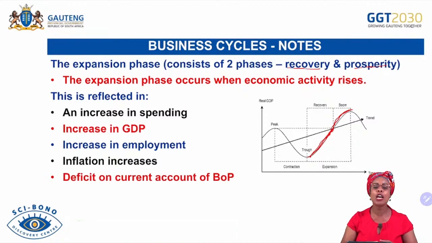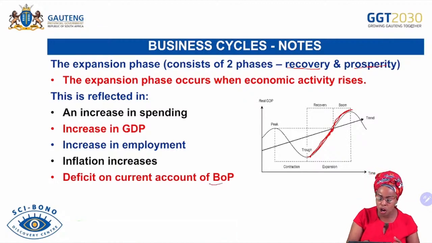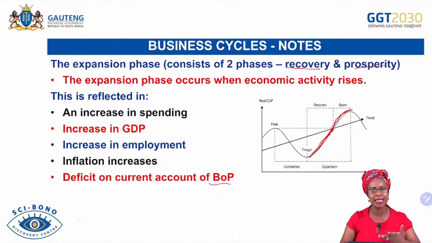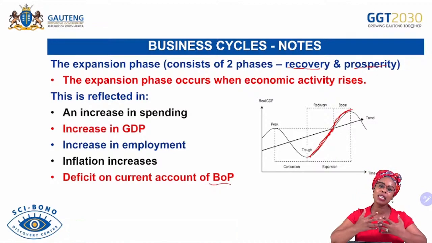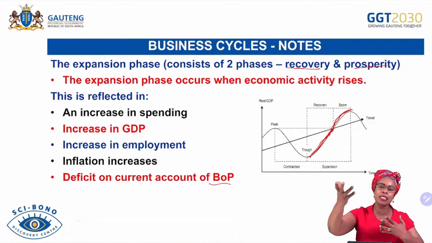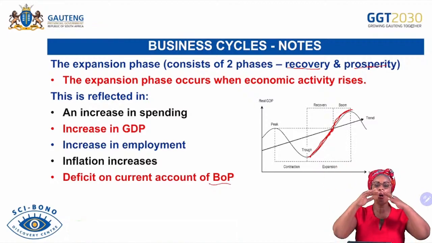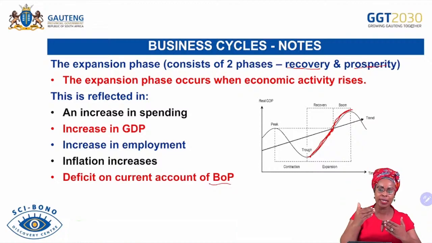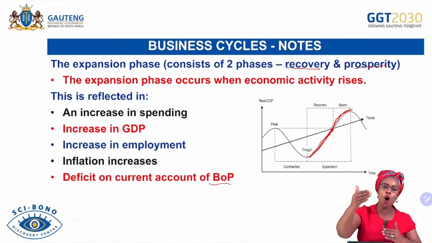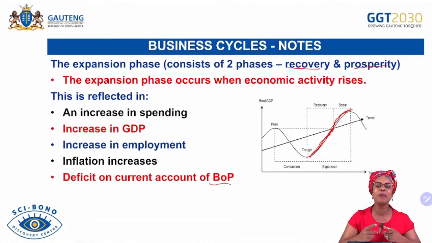There will also be a deficit during this phase, a deficit on the current account of the balance of payment. Somebody is asking, what is the BOP? BOP stands for balance of payment. Balance of payment is where we record transactions between South Africa and the other foreign countries which we are doing business with. So if we import more goods than we export, the BOP will experience a deficit. But if we export more and import less, we will experience a surplus.